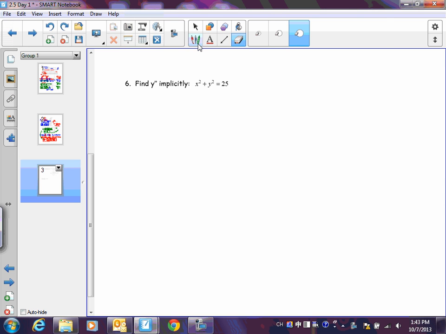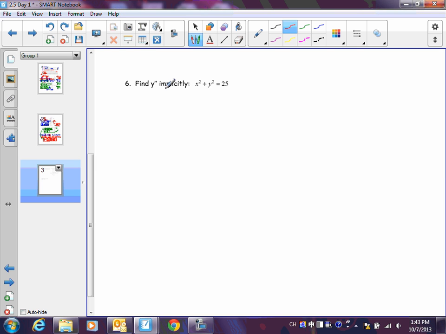So to start today off, we're going to go over number 6, which was really part of day 1. And this says to find y double prime implicitly. So what's the difference between implicit and explicit differentiation? Implicit is when you're having y as well. So implicit is when y isn't y equals, but it's in the middle of the problem. And that's really all there is to it.